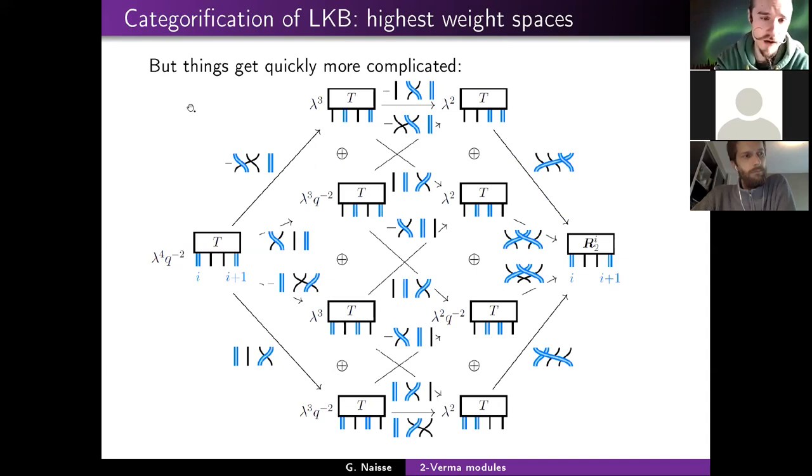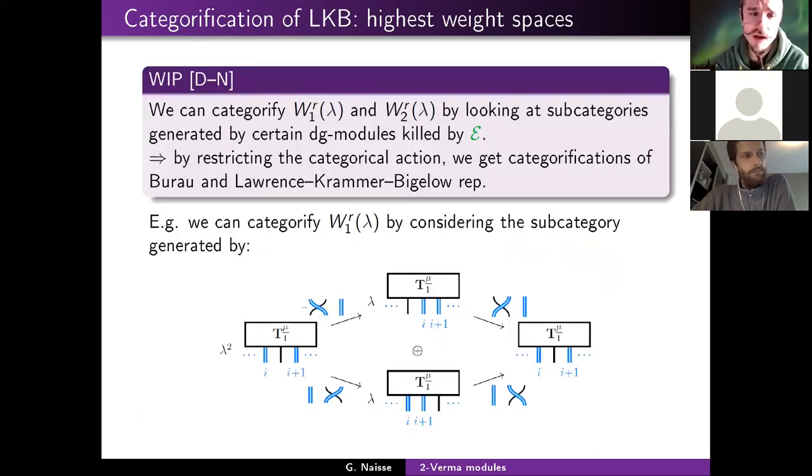Okay, so this tells us that we have a categorification of the unreduced Burau and the unreduced Lawrence-Krammer-Bigelow representations. And if we want to categorify the reduced version, we need to restrict to the highest weight space. Now, the naive thing to do would be to say, okay, I will just look at the subcategory of modules that become acyclic when I act with my categorical E. The problem is I don't know how to study such a category. I have no idea what kind of tools could be used to do that.